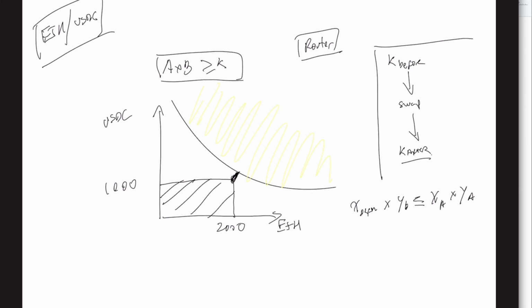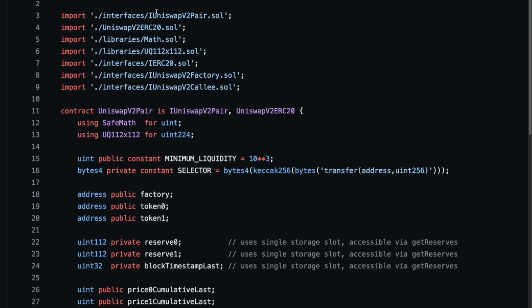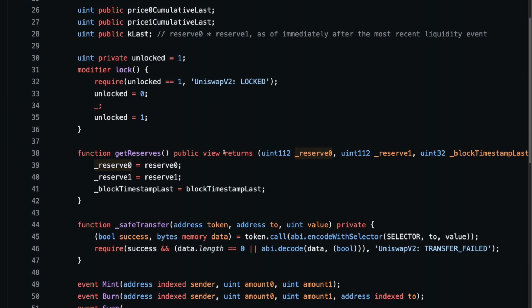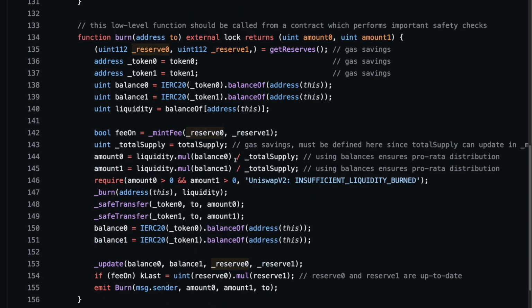Okay, now that we look at pricing and how A times B greater than or equal to K works, and the location it's situated inside the graph of a USDC ETH, as you can see on the graph here. Now we're going to be looking at how the swap works, and we're going to go to the source code of Uniswap. This is the main Uniswap v2 pair contract, and let's search for the swap function.